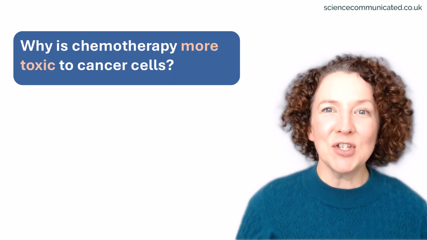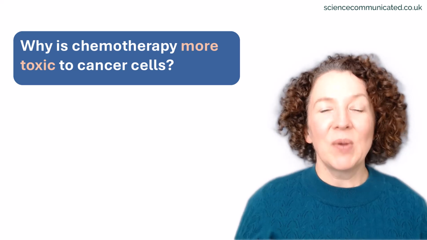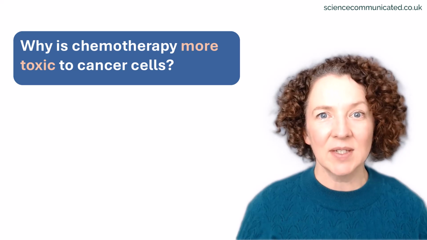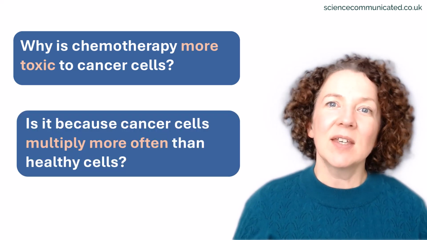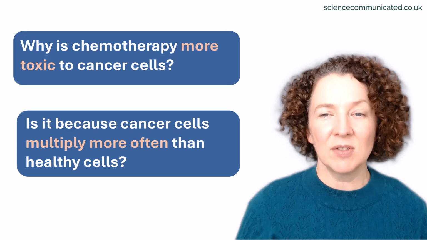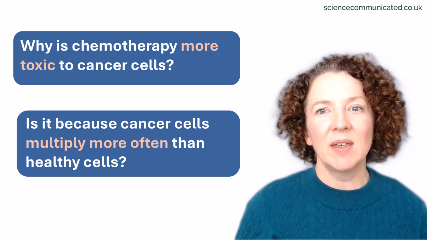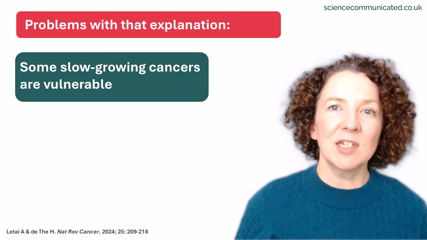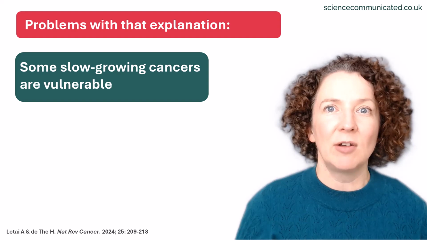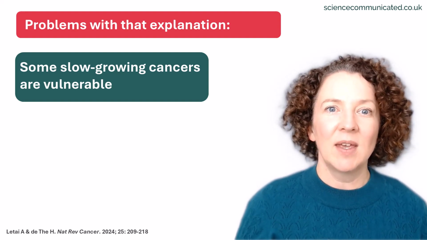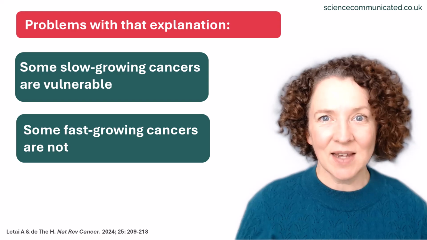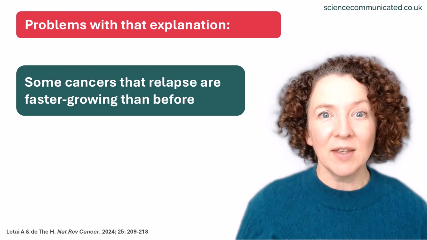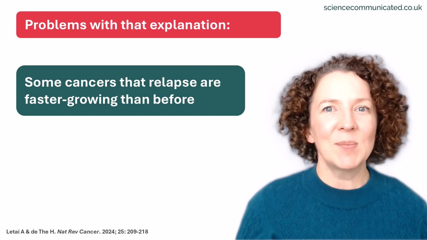Now, it's kind of useful to know what the drugs do, but that doesn't explain why chemotherapy drugs are more likely to kill cancer cells than healthy ones. The usual explanation is that cancer cells divide more often than healthy cells, and so they're more affected by the chemotherapy. But there are a couple of problems with this explanation. One problem is that some slow-growing cancers, like chronic lymphocytic leukemia, respond well to chemotherapy. But some fast-growing cancers are pretty insensitive to chemotherapy. Also, some cancers that respond to chemotherapy to begin with become faster growing when they relapse later.